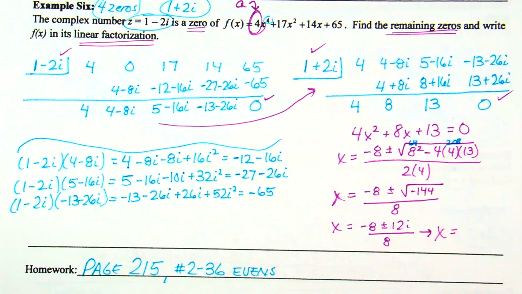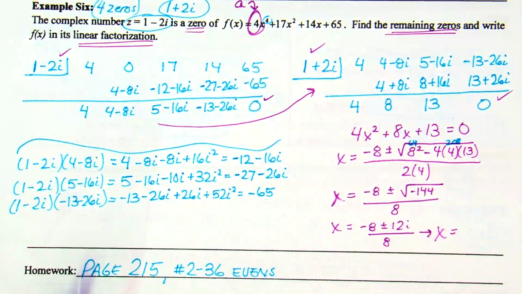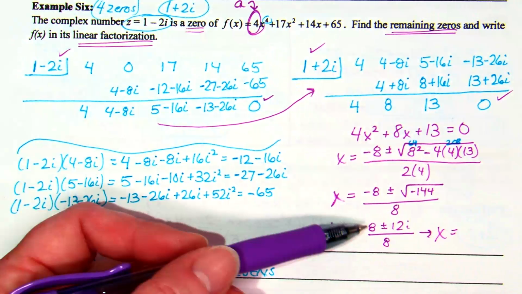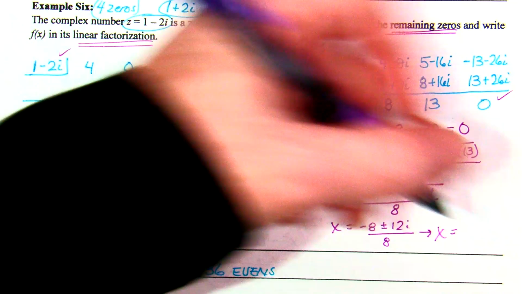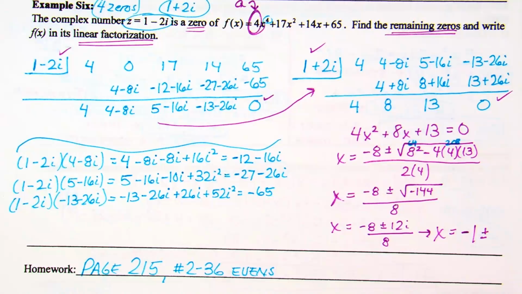Because I'm trying to give zeros here. Zeros that I'm going to have to use in factors. I do not want to leave it all as one fraction. I want to put it in two parts, kind of like how we have the 1 plus 2i and 1 minus 2i. So negative 8 over 8 is negative 1. I'm going to go ahead and leave the plus or minus right now. 12i over 8. What does 12i over 8 reduce to? 3 over 2 and an i. 12 eighths is 3 halves, and then we have an i, so I'm going to write it as 3 halves i.